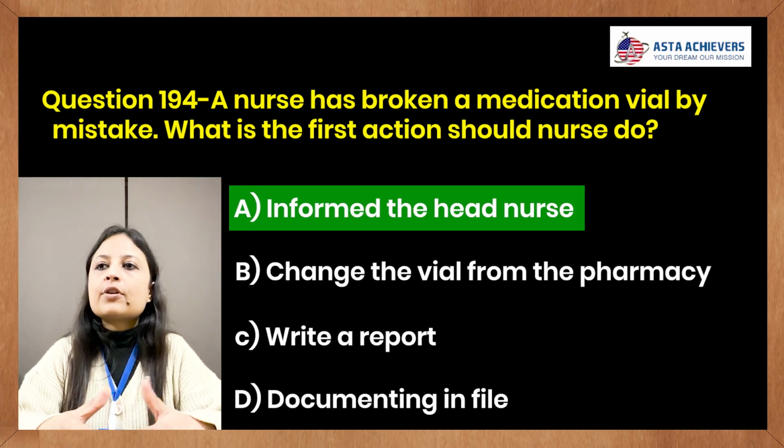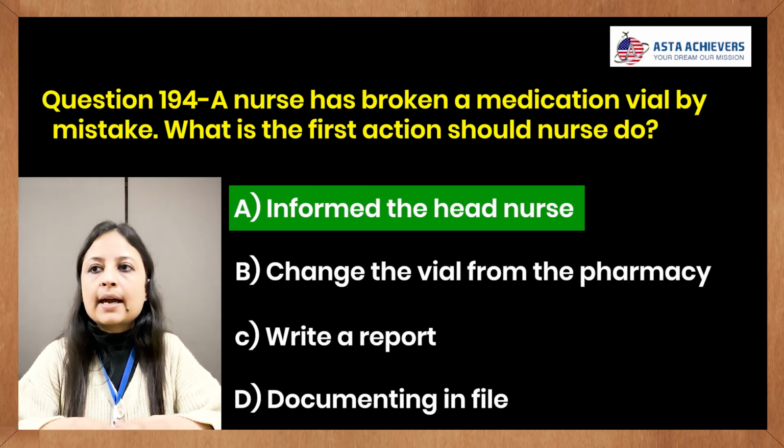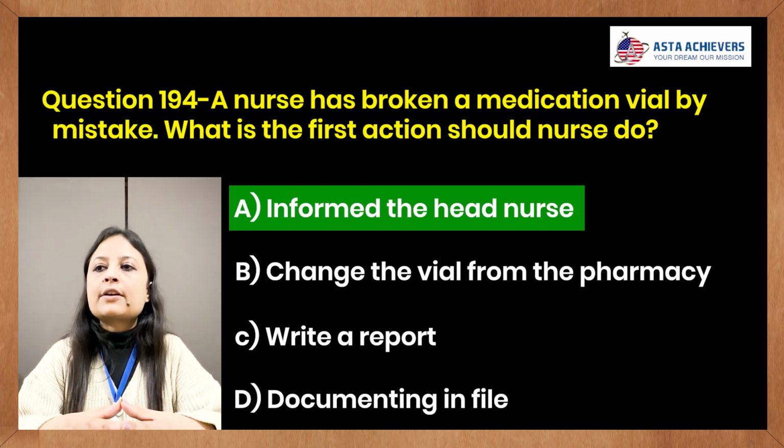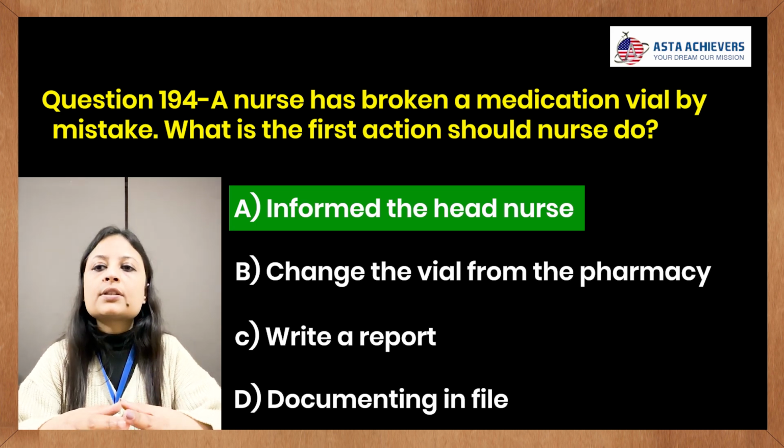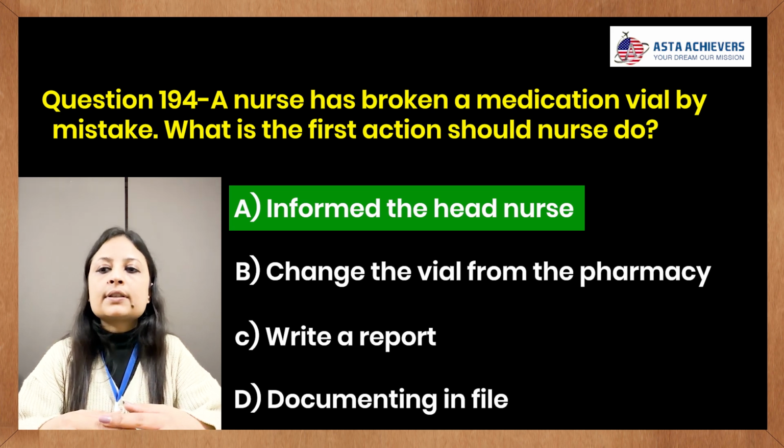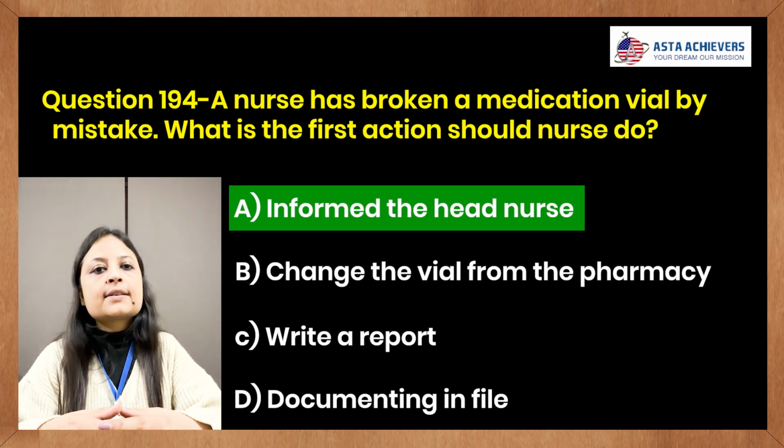Question 194. A nurse has broken a medication vial by mistake. So what is the first action the nurse should do? Option A, inform the head nurse. Option B, change the vial from the pharmacy. Option C, write a report. And option D, documenting the file. So option A, inform the head nurse, is the correct option.